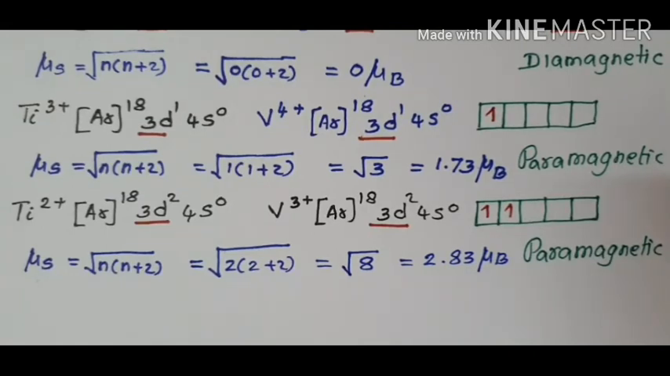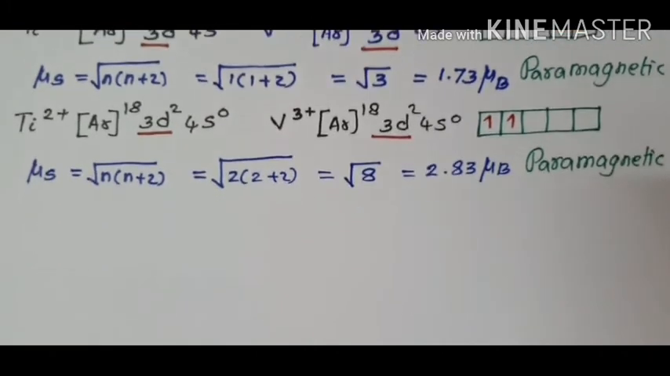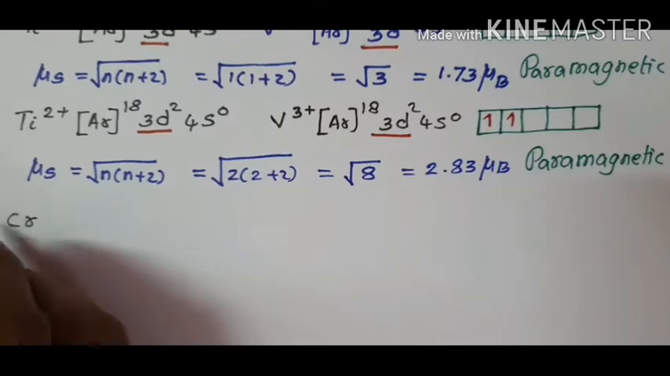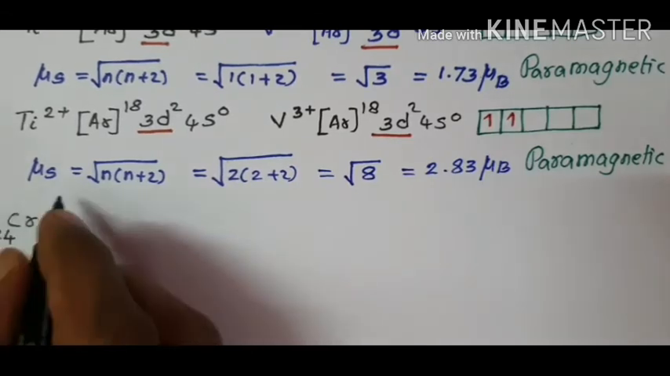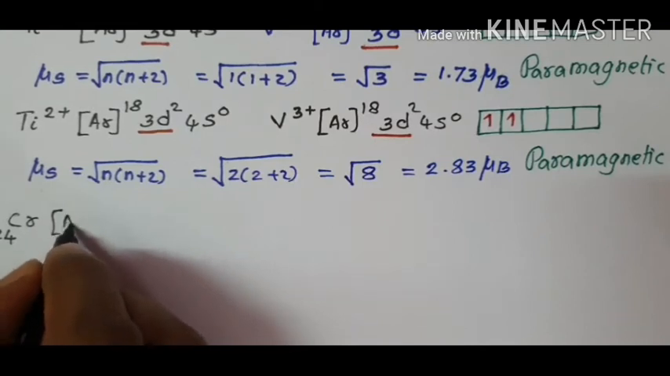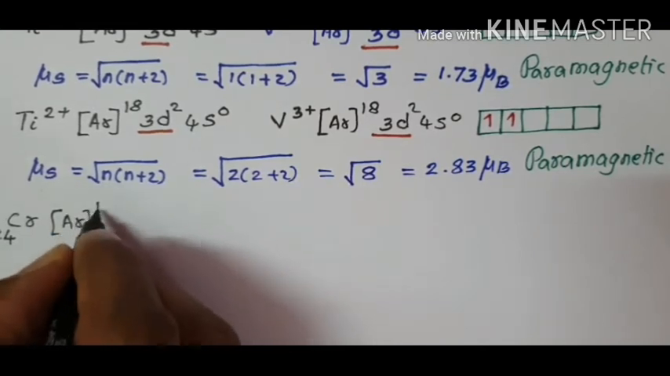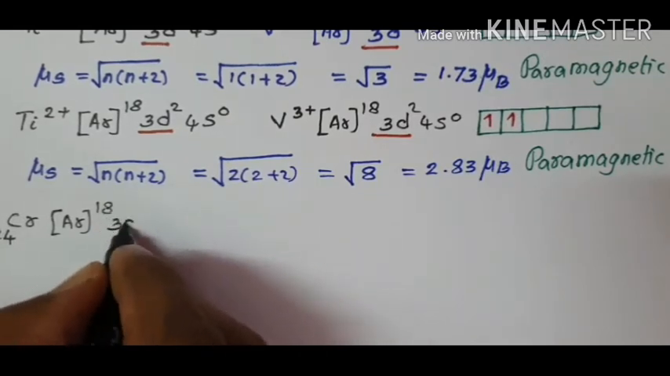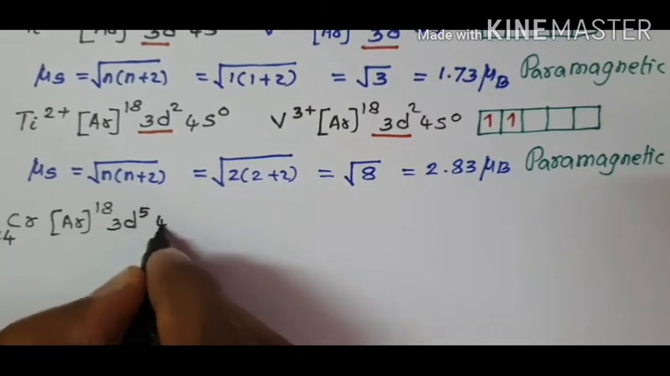So far we have completed the ions of scandium, titanium and vanadium. We have one more vanadium ion. Now I am writing the electronic configuration of atoms. What are the atoms? Chromium Cr, atomic number 24. Electronic configuration argon 18, 3d5 and 4s1.